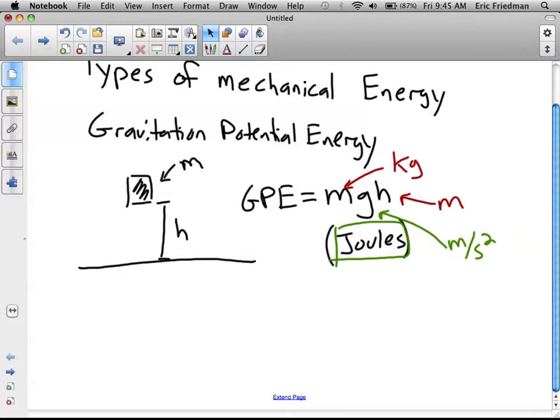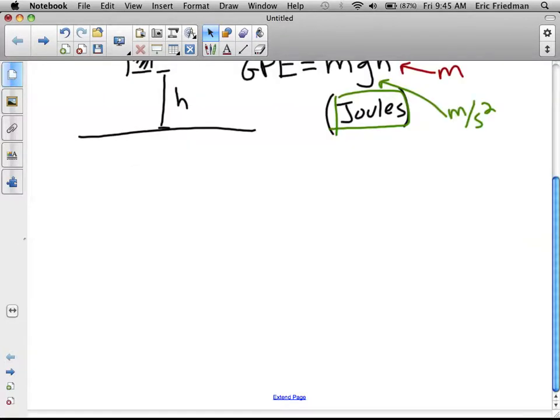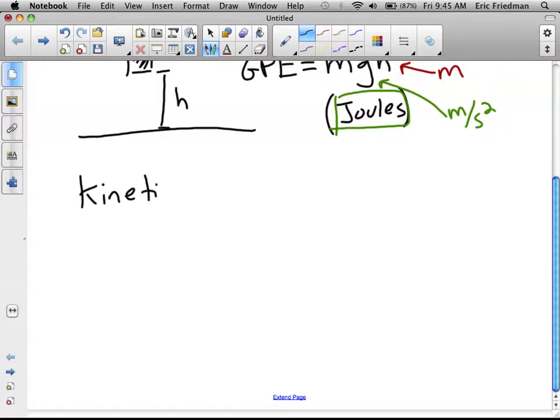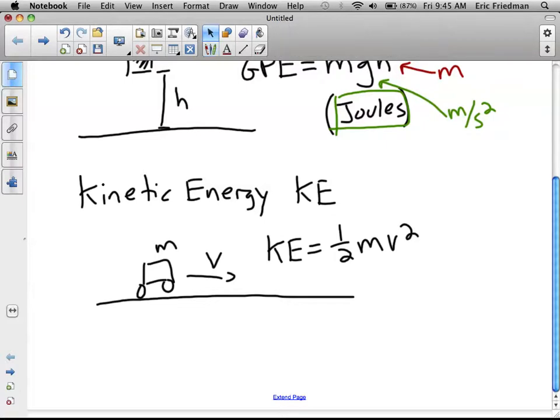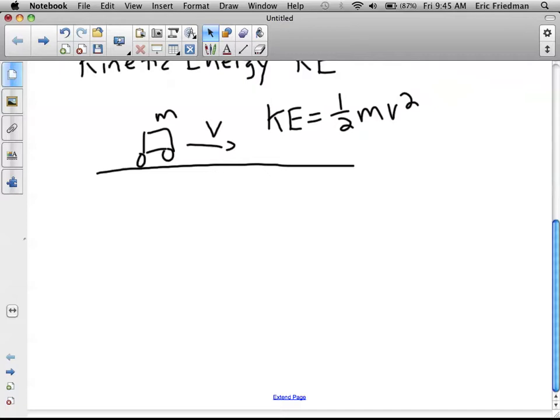All right, next one we're going to do is going to be kinetic energy. Let's get that going. Kinetic energy. And we usually label that one KE. Also pretty easy. If you have an object that's in motion, has a certain speed v, and you know the mass of the object, then the kinetic energy is just 1/2 mv squared. Easy also.